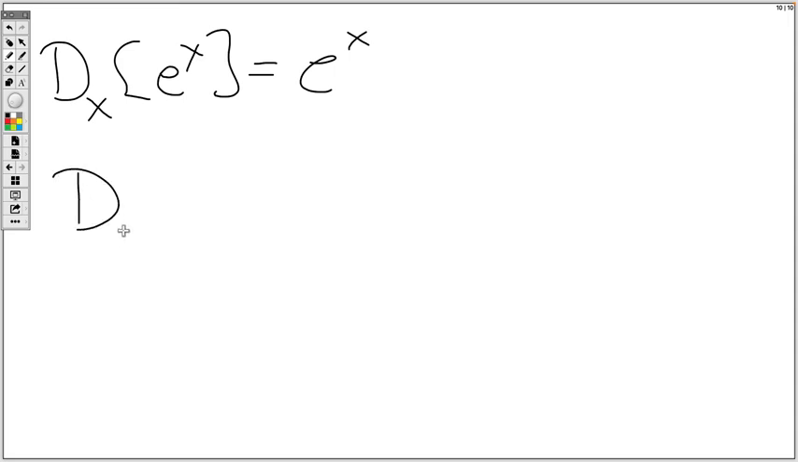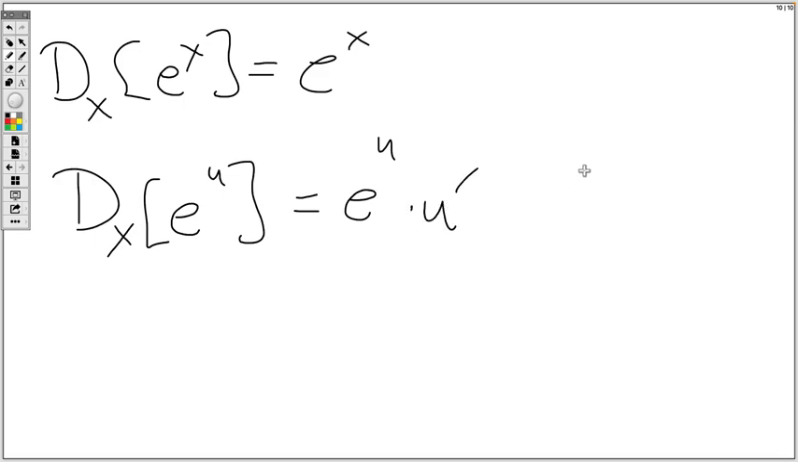You can chain rule it up. If you're taking the derivative of e to the something, it's going to be e to the something times the what? Derivative of that something. What rule is this again? That's your chain rule. Okay.